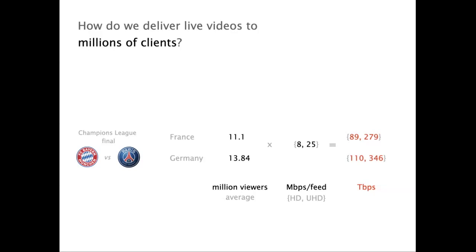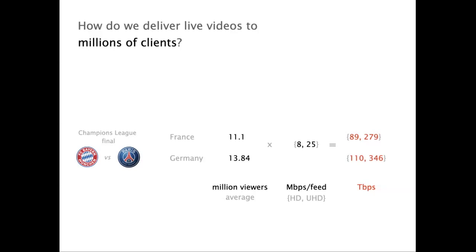These are statistics from this year's final about the number of viewers in France and in Germany. We're talking about more than 10 million in both: 11 million in France and almost 14 million in Germany. So 25 million people, each possibly watching over their IPTV box, most likely in HD or Ultra HD quality. So 8 megabits per second times 25 million gives you throughput reaching hundreds of terabits per second.